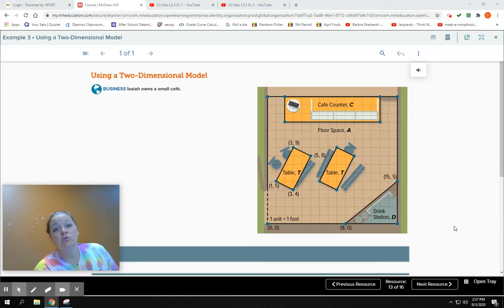Let's find out how to use a two-dimensional model. Isaiah owns a small cafe. He's got a counter here. He's got some floor space, 2 different little tables, a drink station, and he's mapped it out onto a coordinate grid. And so these points all have coordinates that go with them.